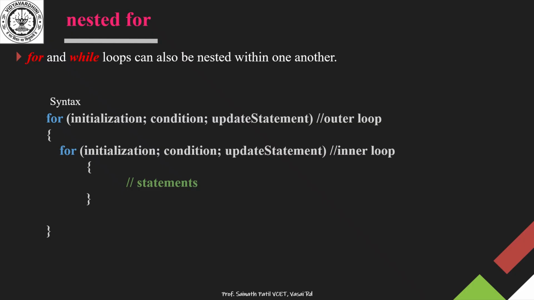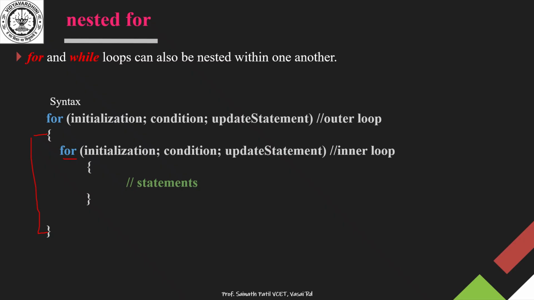Outer for loop, as usual, has initialization statement, semicolon, condition, semicolon, update statement. This is for the outer for loop. Open and close curly bracket, that is the body of the outer for loop. Within this outer for loop we enclose the inner for loop that will have a similar syntax, that is for in parenthesis initialization, condition and update statement.